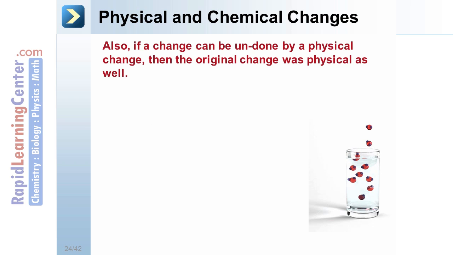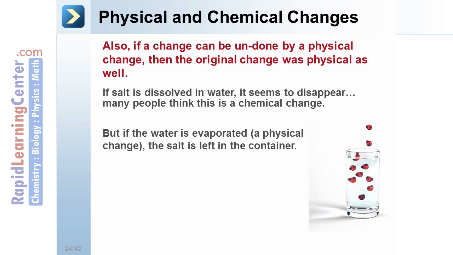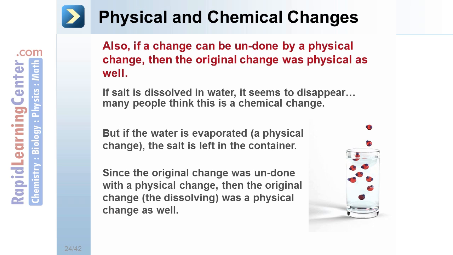A change that people often confuse for chemical is dissolving, but the process can be undone by evaporating the solvent back out. Since the original change can be undone by a physical change, the original change must be physical as well.